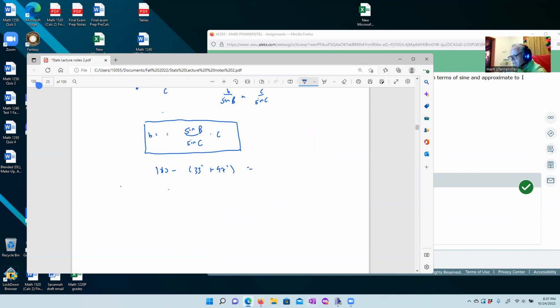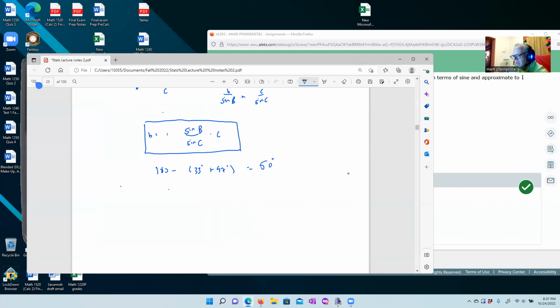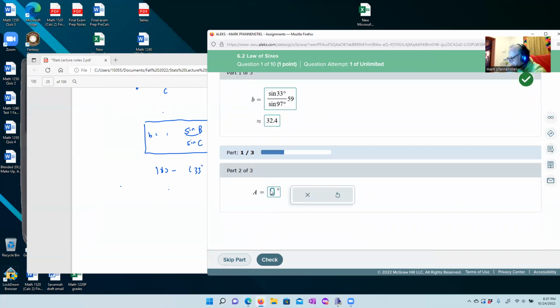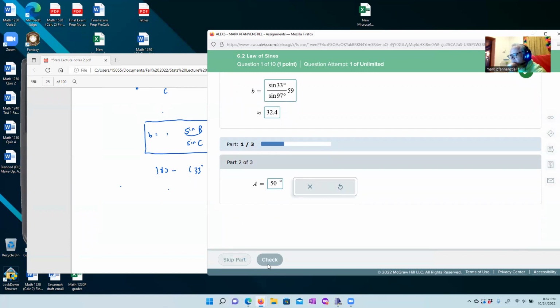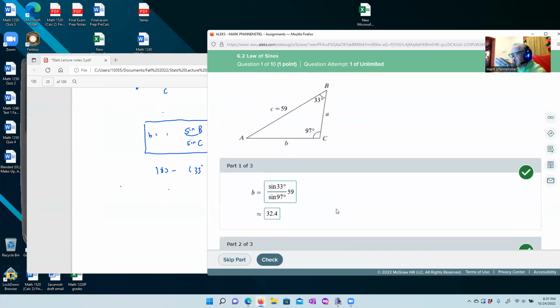Okay, and what's that going to be? So we'll just type that in. We're going to say 180 minus parentheses 33 plus 87. Should have been able to do that in my head. I think it's going to be 50. There you go. 50 degrees for that. Okay. Check. All right, another green flag. Very good. And then we'll figure out what A is going to be.